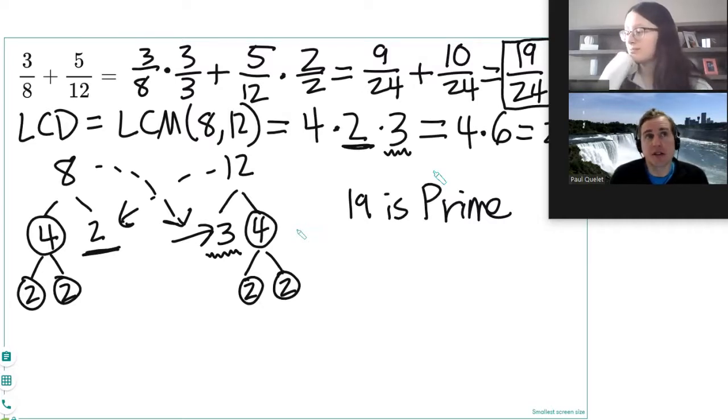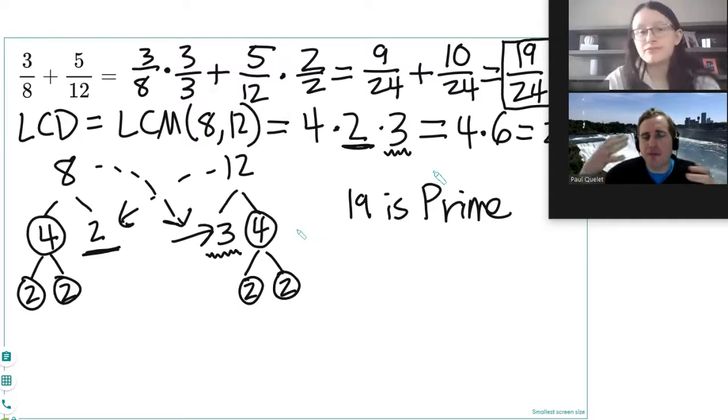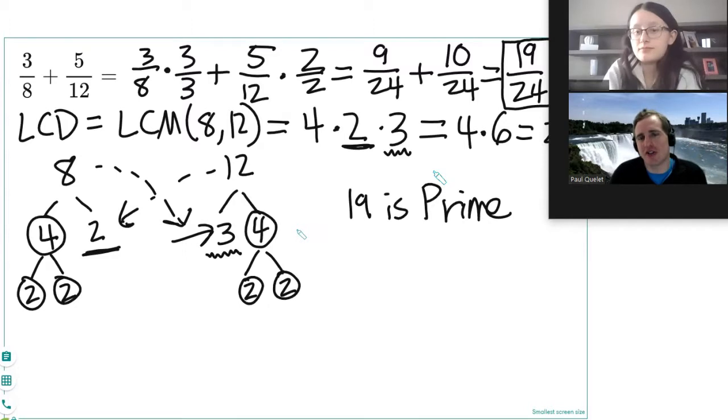Or, let's see, 9 times 2. I've seen 20. That's 4 times 5. Or 10 times 2. But I don't think I've ever seen 19, right? Yeah. That's where being very familiar with the multiplication table is also very helpful, right?